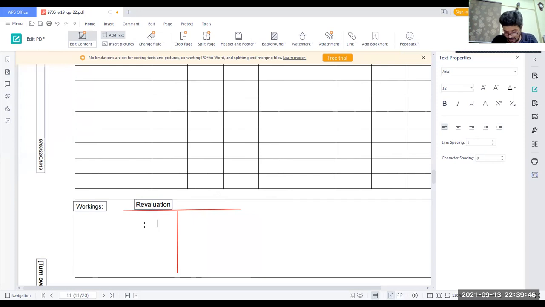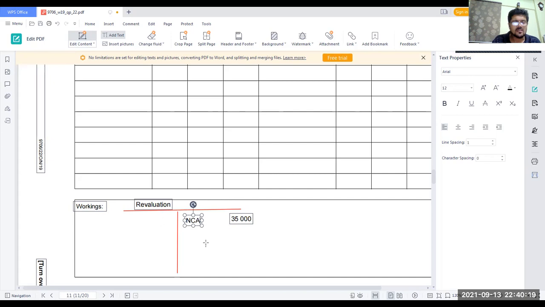Now see the changes in asset accounts. Non-current assets are revalued at 210. Non-current assets are 175,000. So 210 minus 175,000. The answer is 35,000. So the asset is going to be debited and the revaluation account is going to be credited by 35,000. Getting my point here? The reason is your non-current asset, NCA.